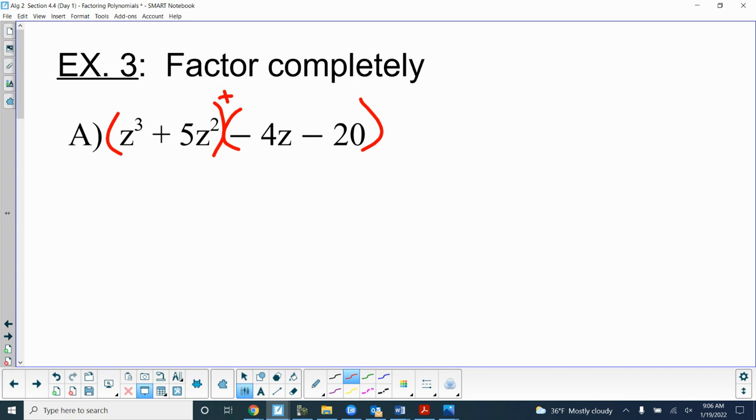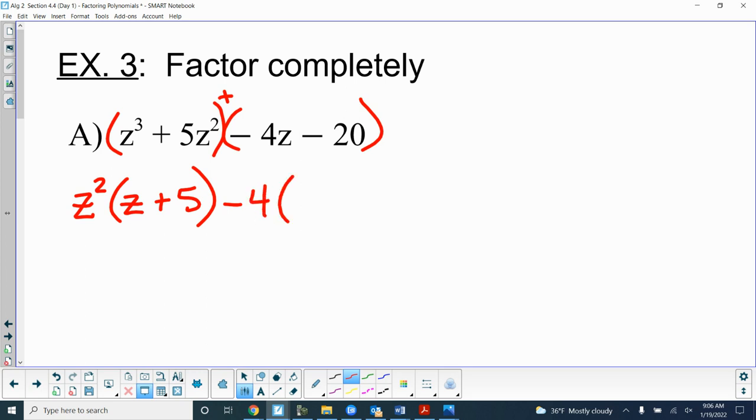We start at the top. What's always the top? GCF. What's the GCF of the first group? Z squared. What's Z cubed divided by Z squared? What's 5Z squared divided by Z squared? 5. When this third term has subtraction in front of it, like this one, we always pull that negative sign out. What else is common to those two terms? A 4.